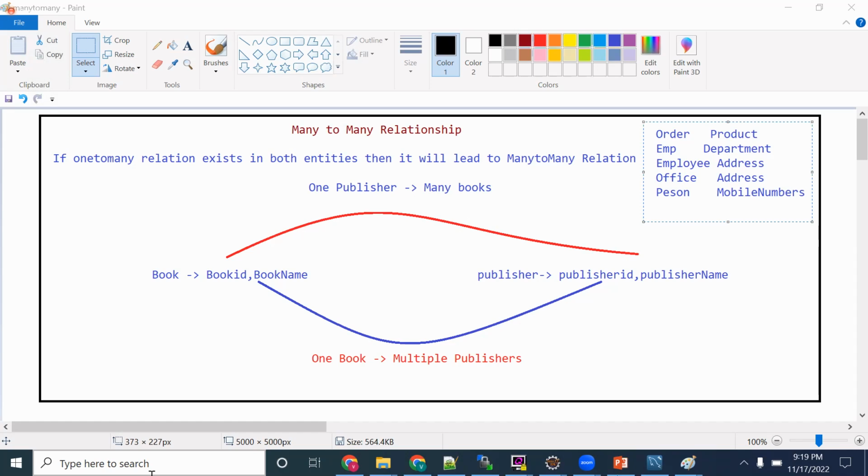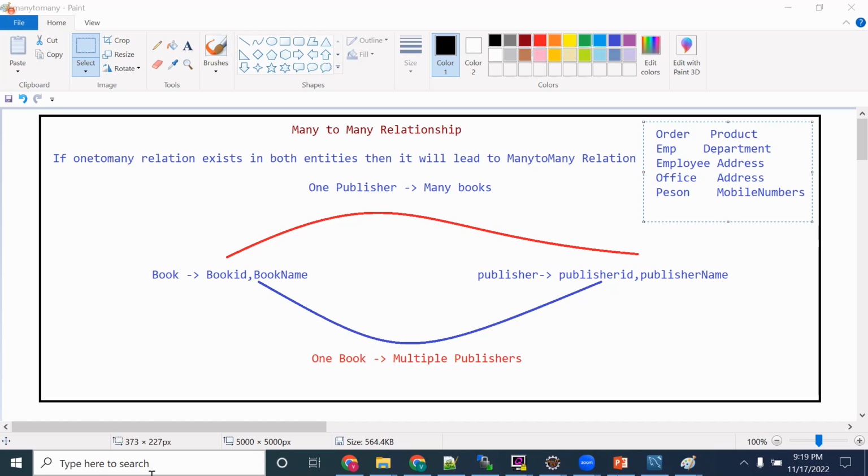Next, person to mobile numbers. One employee can contain only one number or multiple numbers? One to many, any number of mobile numbers, right? But a particular number belongs to only one person, right? So that is one to one only. It's completely one to one.